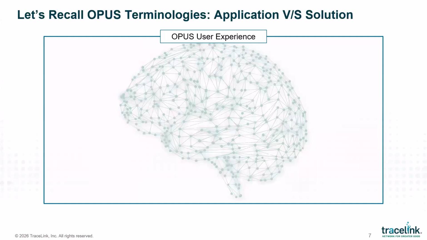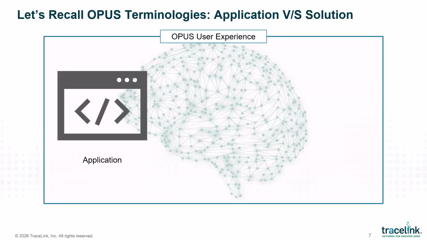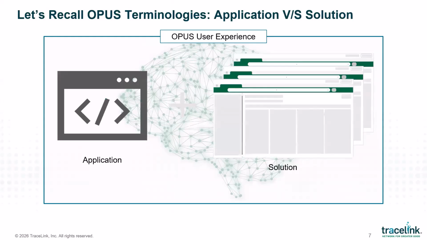To start with, let's first understand some basic terminologies related to the OPUS platform. User experience in the orchestrating platform for universal solutions, that is OPUS, consists of an application, which is a headless API, and the solution, which provides the user interface, so the UI.